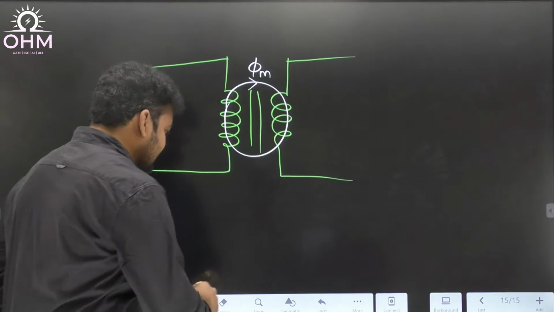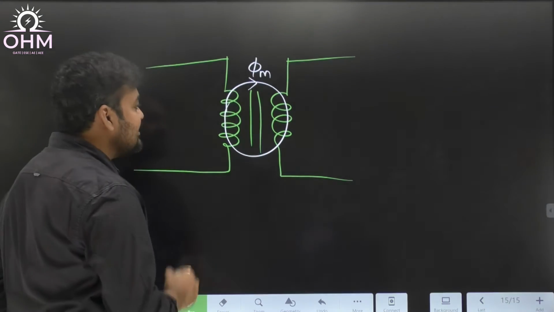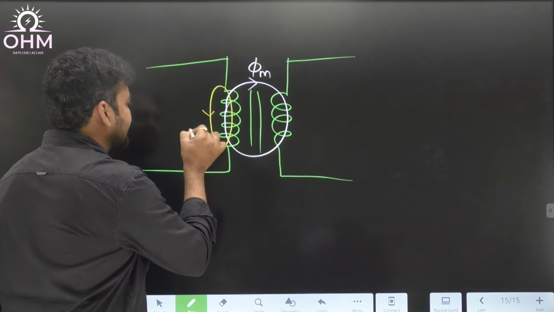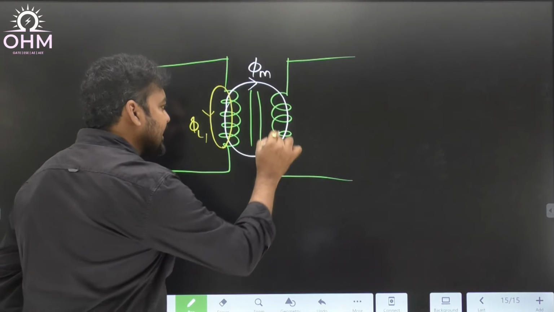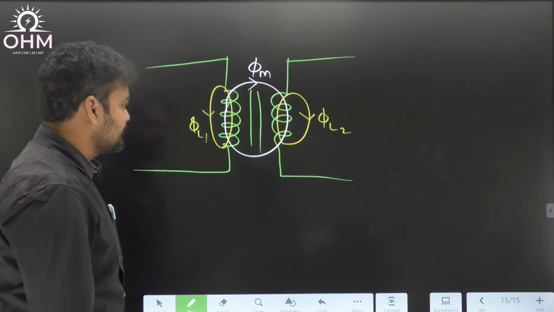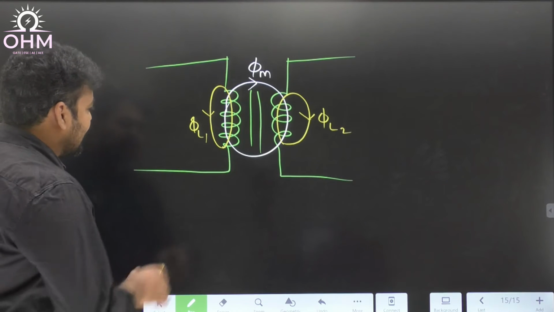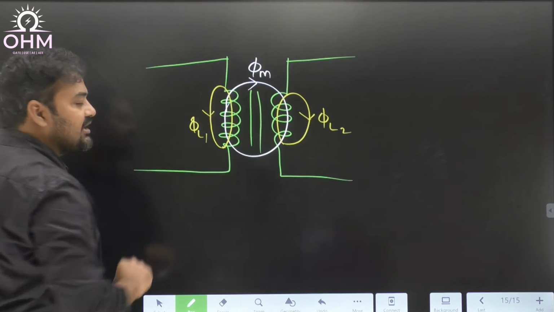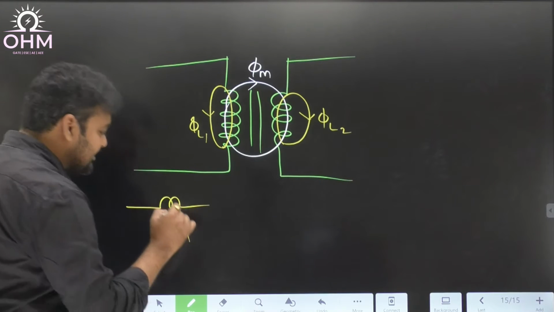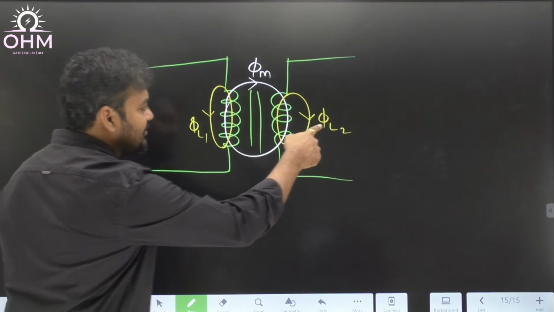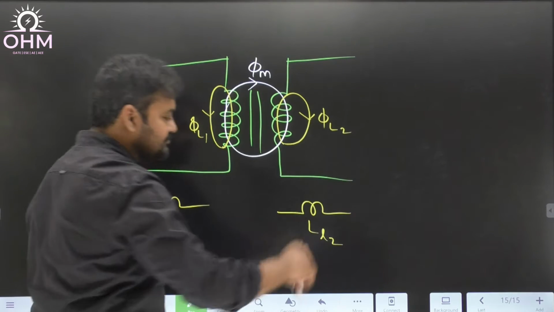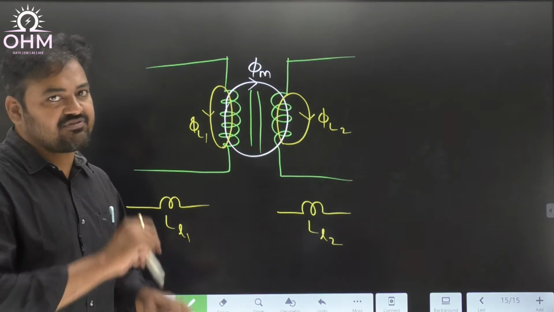Along with mutual flux, there will be one more flux available known as leakage flux. Primary leakage flux will link only primary winding. This is primary leakage flux. Secondary leakage flux will link only secondary winding. This is secondary leakage flux. Because of the leakage flux, there will be an inductance in the primary side, that is what we call primary leakage inductance, let's say L1. Similarly, because of the secondary leakage, there will be an inductance in the secondary side, that is L2. These are the inductances due to leakage flux.